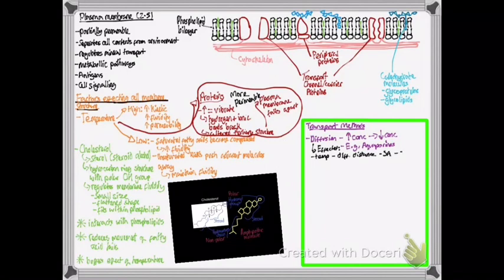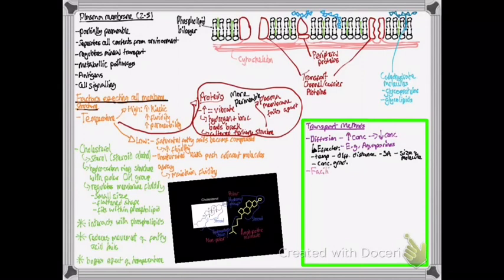Surface area, the higher the surface area, the higher the diffusion. Size of molecules, smaller molecules move faster and diffuse faster. And concentration gradient, the steeper the concentration gradient, the faster the rate of diffusion.